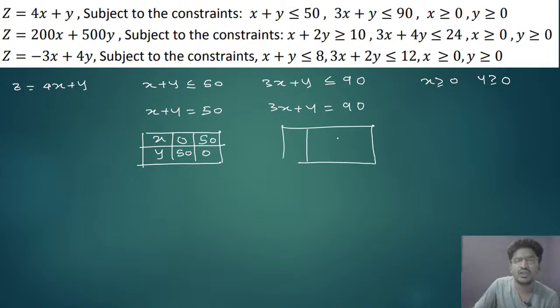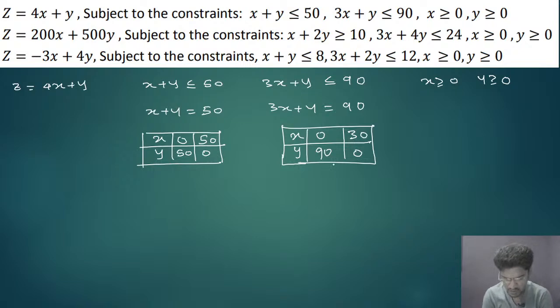And see the next one. If x is 0, y is 90. If y is 0, x is 30. Okay. So here you get only two equations, and you have to solve them and get the answer. Okay. So now we can solve it, no problem. So draw the graph and get the answer.